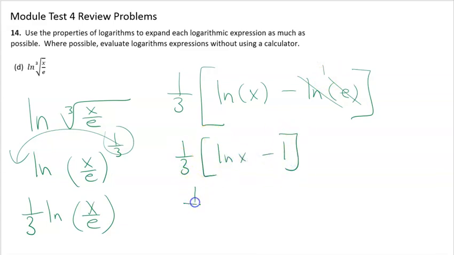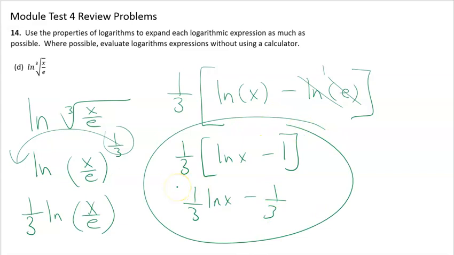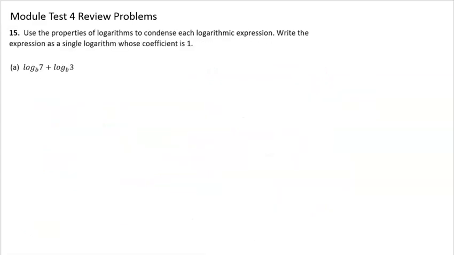Or you could distribute the 1/3 inside, 1/3 natural log of x minus 1/3. Both of those are correct. You don't have to have them both to get it right. Next, these problems say condense, so we're doing the opposite. When you condense, you're trying to write the problem as a single logarithm, just one logarithm in your problem.